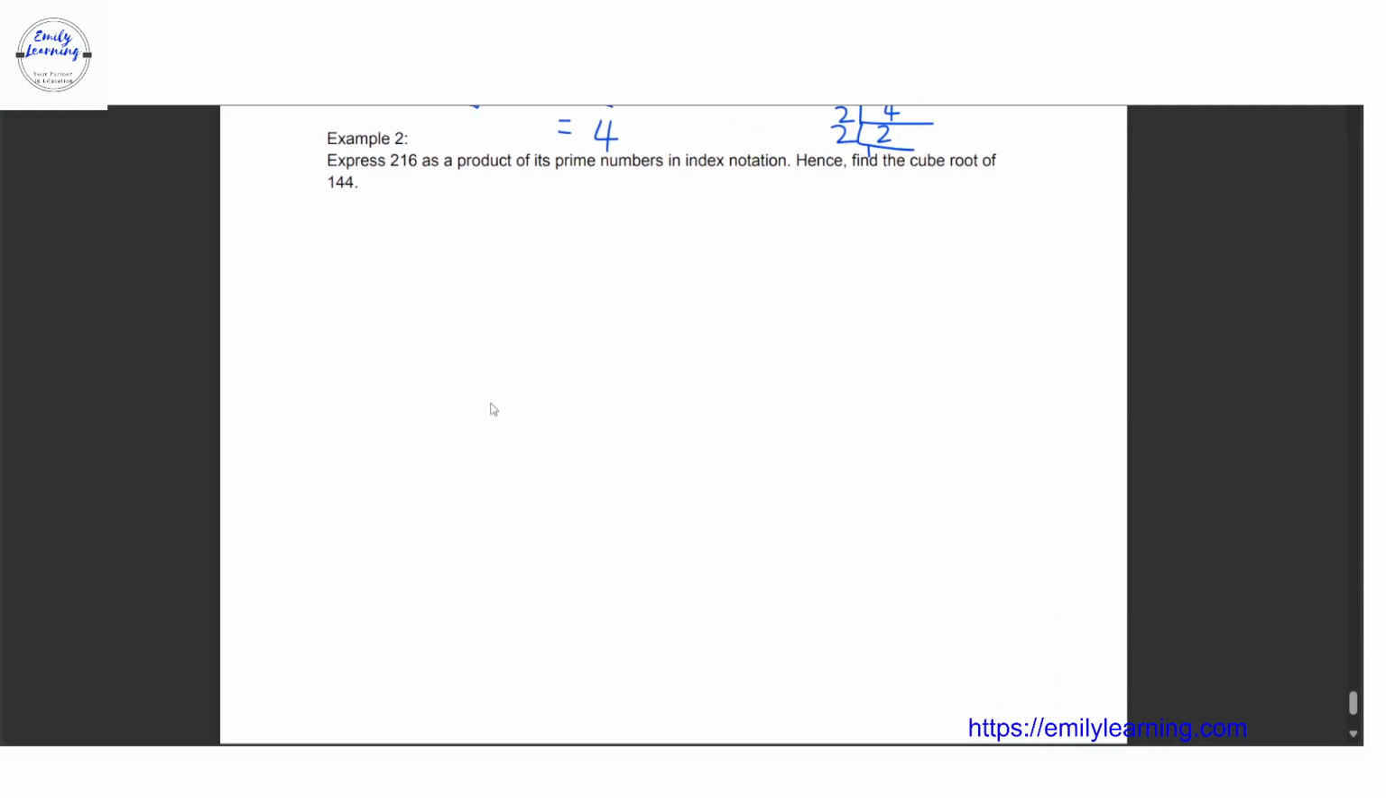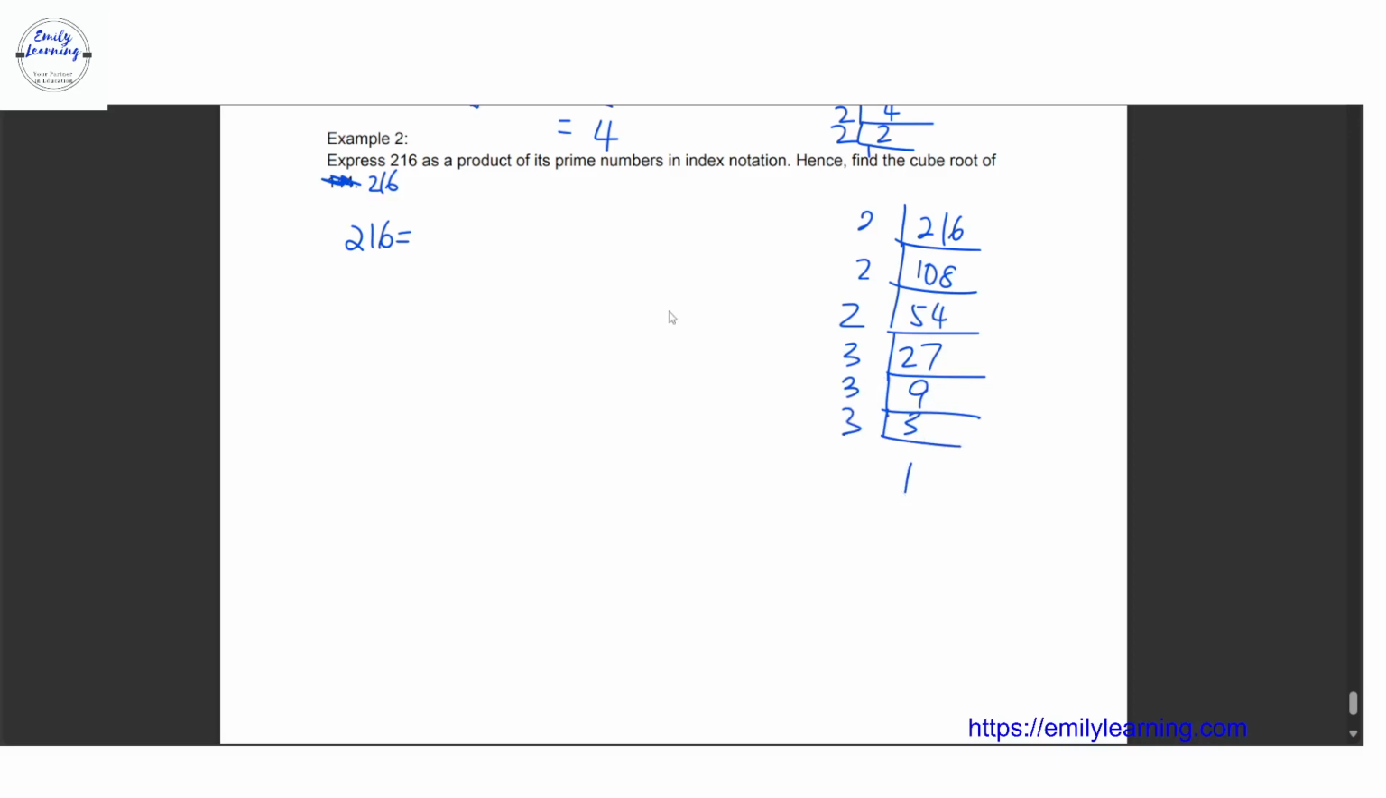Moving on to example 2. I am asked to express 216 as a product of its prime numbers in index notation and hence find the cube root of 216. This is an even number, so I'll divide by 2 and get 108. Divide by 2 again, I get 54. Divide by 2, I get 27. Divide 27 by 3, I get 9. Divide 9 by 3, I get 3, 3, 1. So I can write 216 as 2 cubed times 3 cubed.